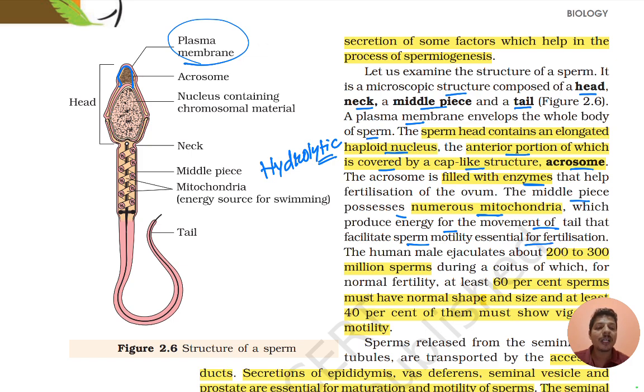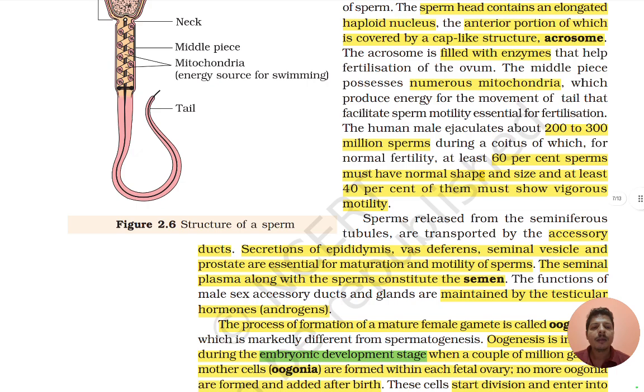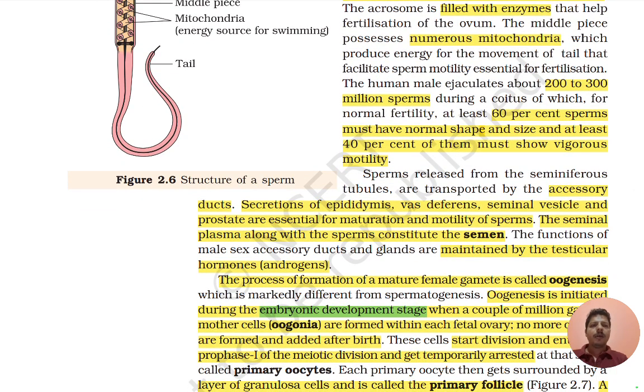The human male ejaculates about 200 to 300 million sperm during a coitus, of which, for normal fertility, at least 60% sperm must be normal in shape and size, and out of the 60%, 40% of them must show vigorous motility. Next, sperm released from the seminiferous tubule are transported by the accessory duct.